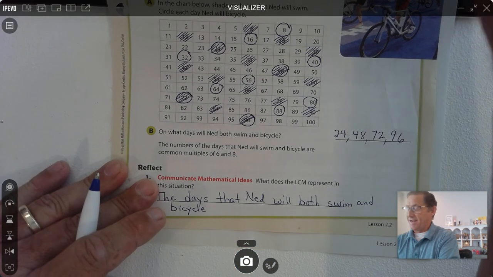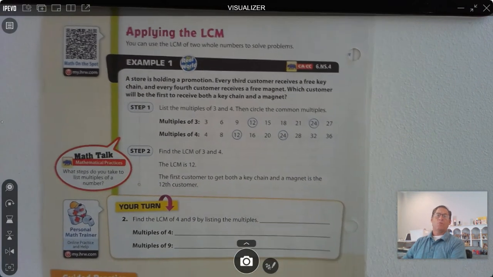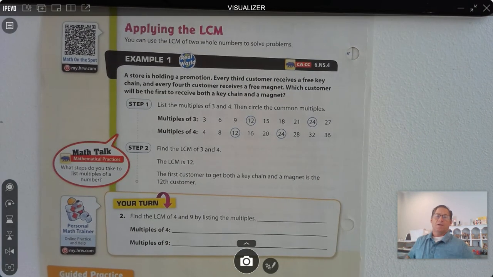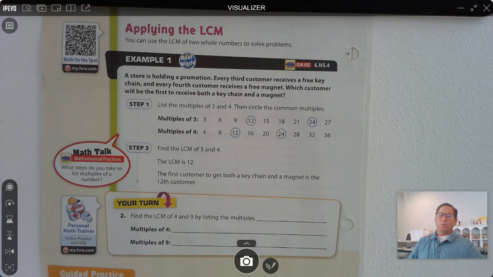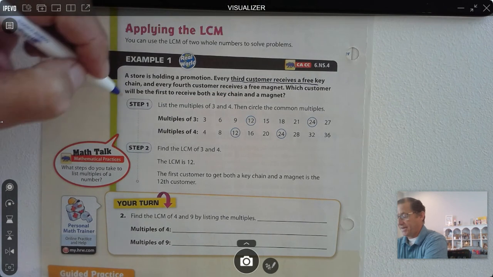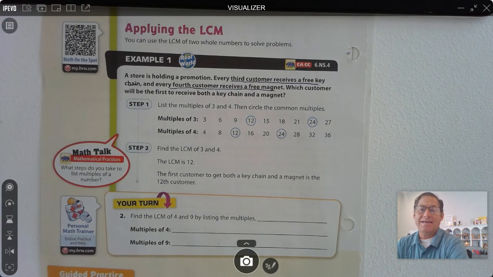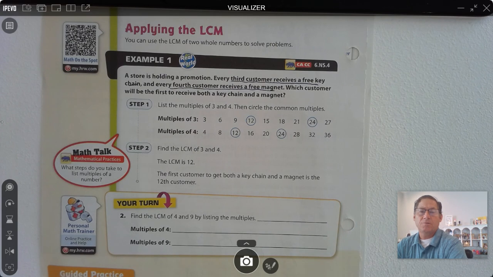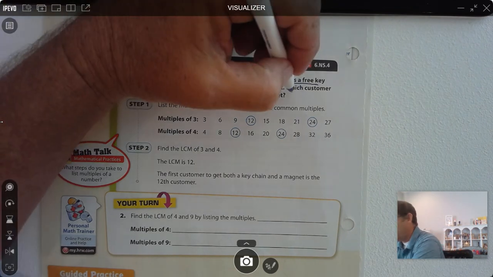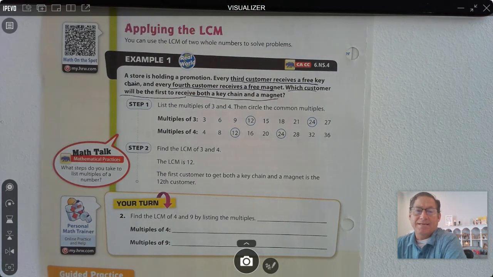All right, let's go on to page 38. So how do we apply the least common multiple? We can use the least common multiple of two whole numbers to solve problems. So look at this example. A store is holding a promotion. Every third customer receives a free keychain. Every fourth customer receives a free magnet. Which customer will be the first to receive both a keychain and a magnet?